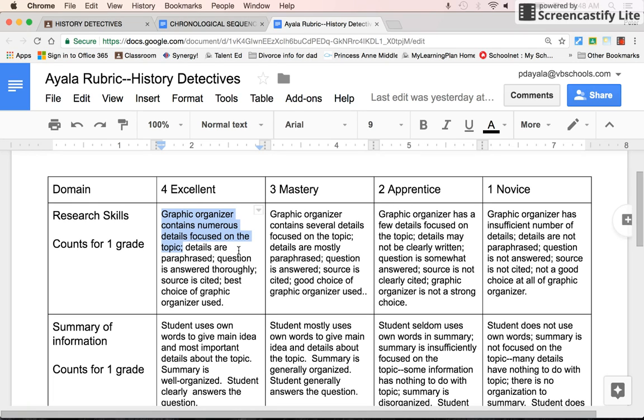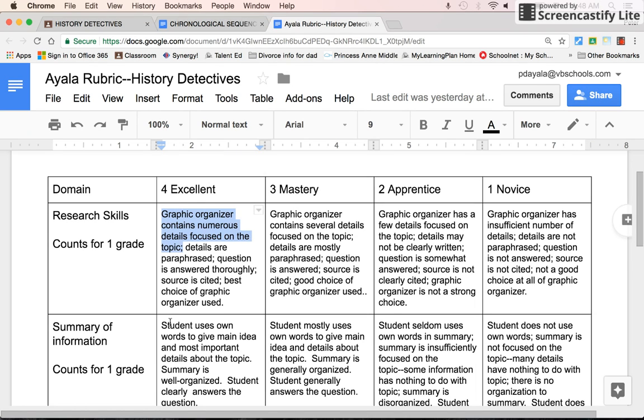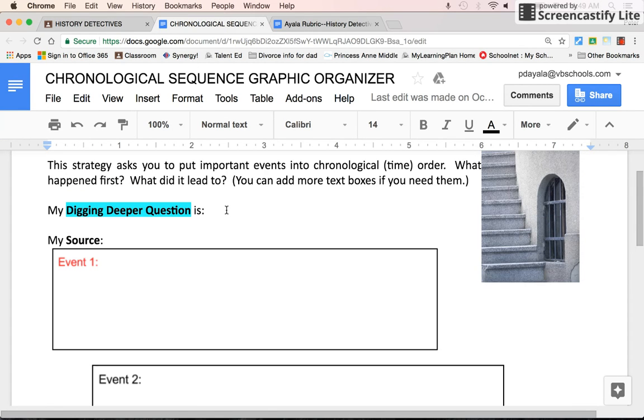Again, details are paraphrased. So when you're putting information in these boxes, it shouldn't be copied and pasted from anywhere. It should be put into your own words. It says, question is answered thoroughly. Make sure it answered the question. I don't know how else to explain that. Just make sure you answered the question thoroughly. Your source is cited. We already talked about that. That goes up here.